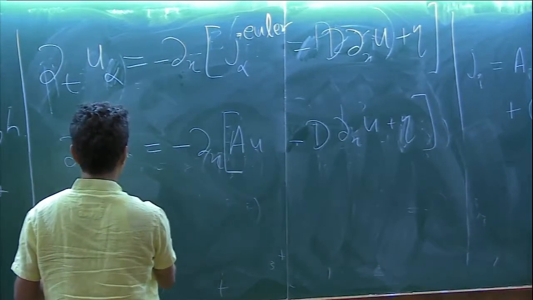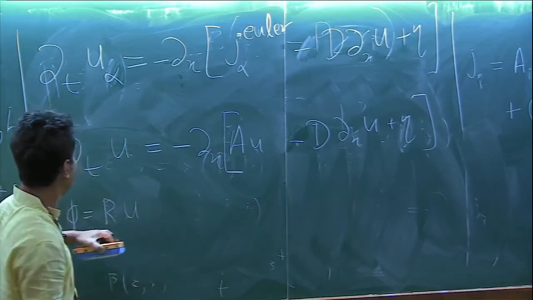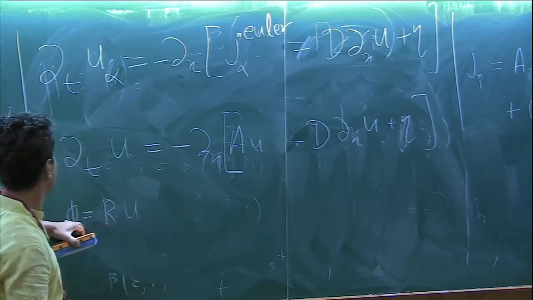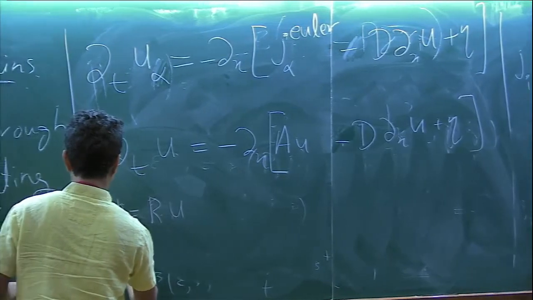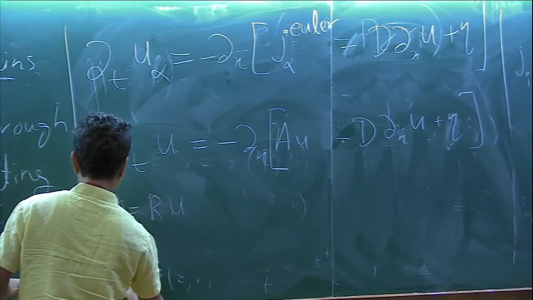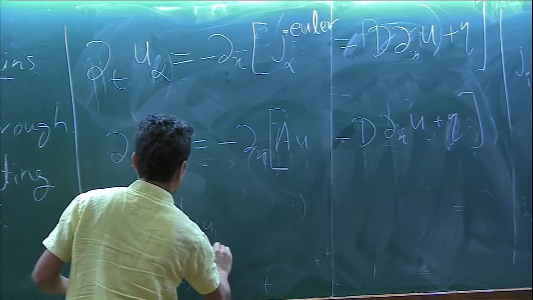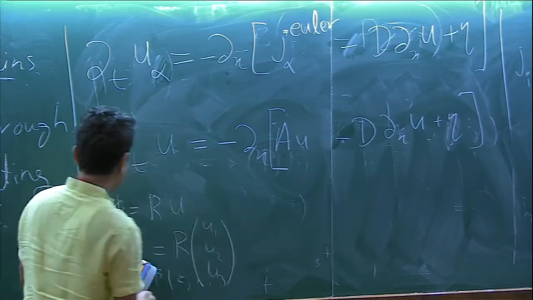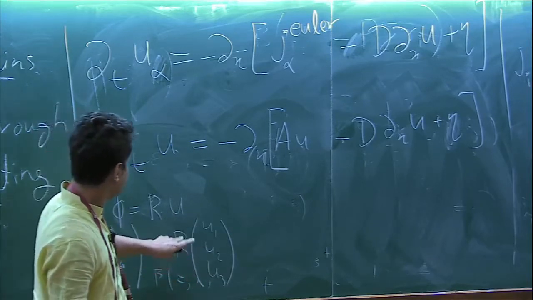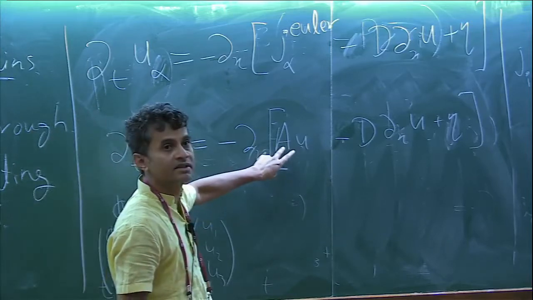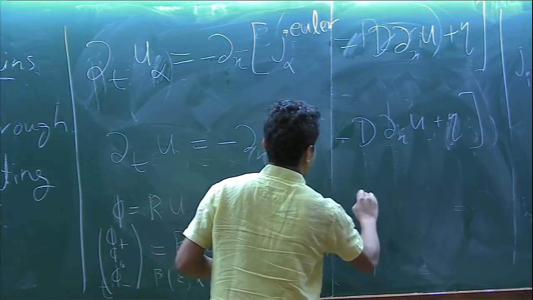And so you define new coordinates, phi. If I just take some linear combination of these basic fields and form these fields phi, this has three components. I'll just call them phi plus, phi zero, and phi minus. So this is some matrix R times u1, u2, u3. Okay, so I just define new fields which are linear combinations of the old fields. And this matrix R is something which diagonalizes this matrix A, okay? So R inverse A R is diagonal.